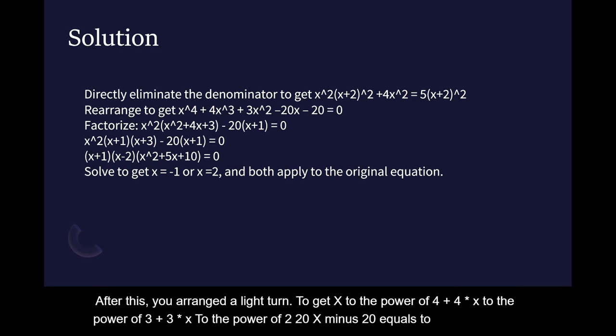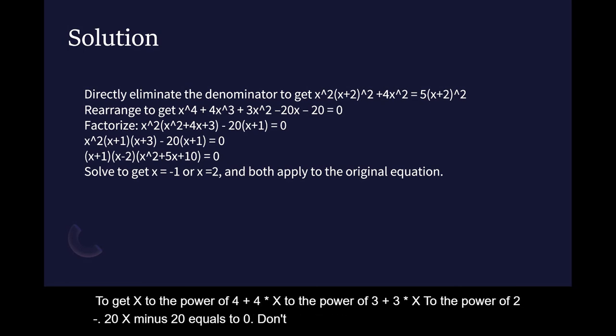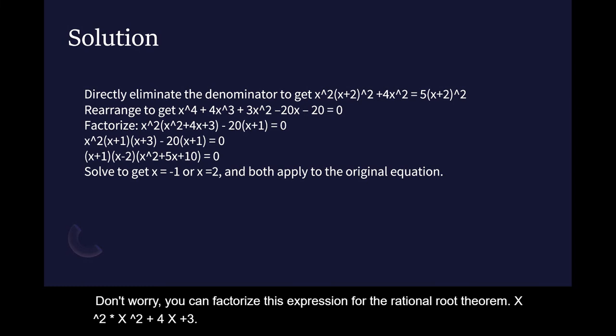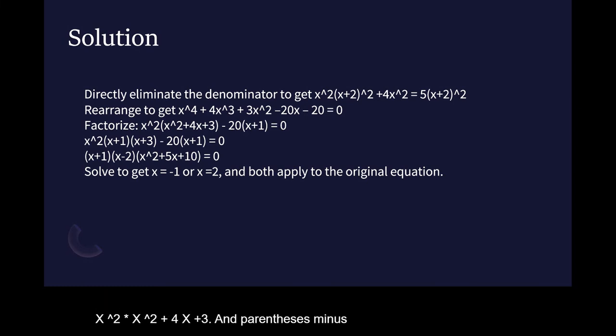If you're stuck here, don't worry. You can factorize this expression by the rational root theorem. x squared times (x squared plus 4x plus 3) minus 20 times (x plus 1) equals 0. We are simply factorizing the like terms. You can factorize the first expression even more.